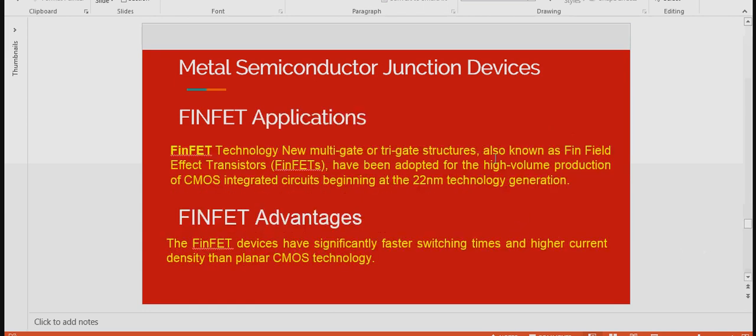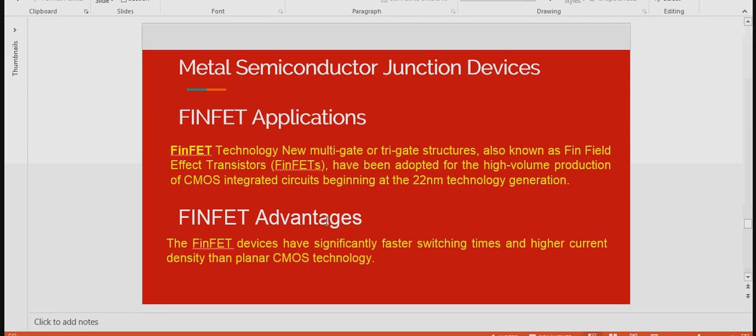What are the applications of FinFET? FinFET technology, new multi-gate or tri-gate structures, also known as fin field effect transistors, have been adopted for the high volume production of CMOS integrated circuits beginning at the 22 nanometer technology generation. FinFET is used for manufacturing ICs, integrated circuits using CMOS technology. The present technology belongs to 22 nanometer technology.